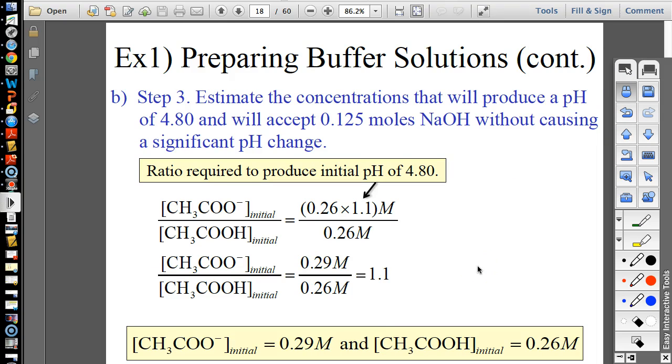All right, so let's look at their little math. There's their math. They got 1.1 instead of 1.15. So the end of the answer, you need 0.26 and 0.29. We found the ratio. We know the pH. That's it. That's all of it.